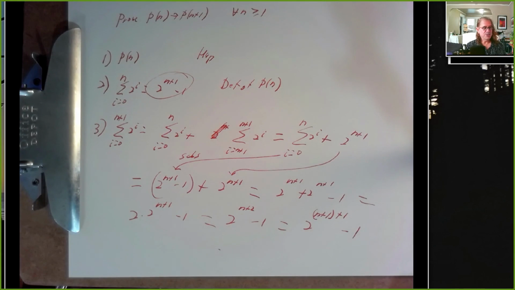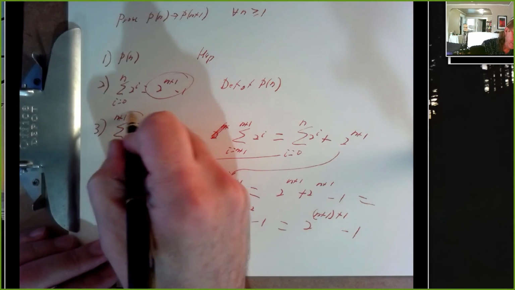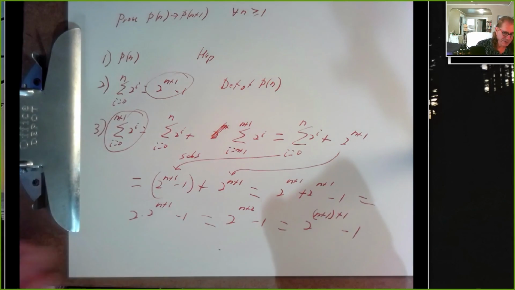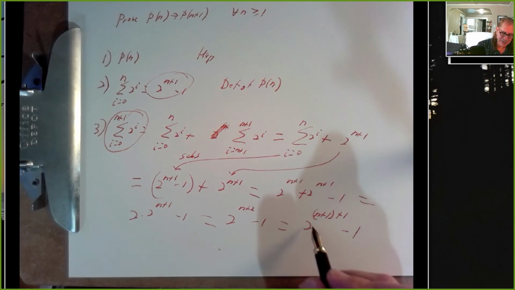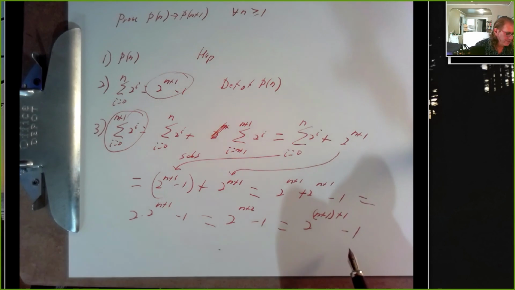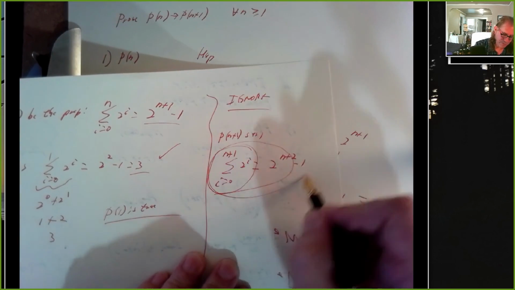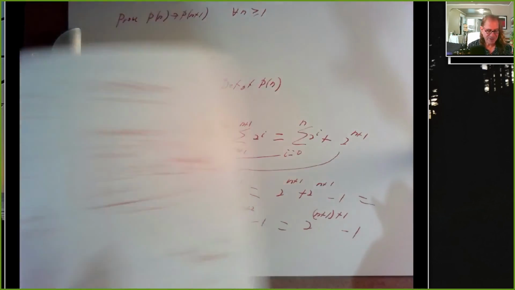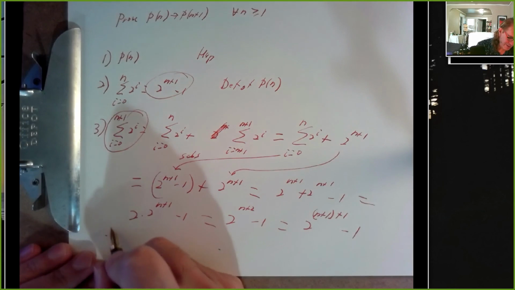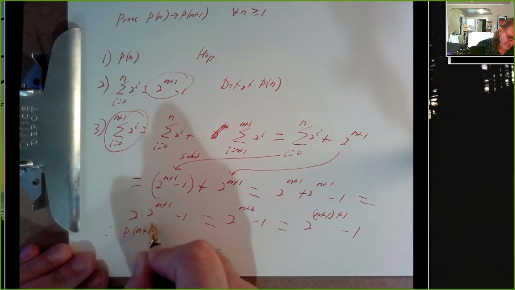And bingo, we're done. We have shown that the sum from 0 to n plus 1 of 2 to the i is 2 to the n plus 2 minus 1, right? That's what we were working towards. That's the statement of P of n plus 1. So now we can say, therefore, P of n plus 1.